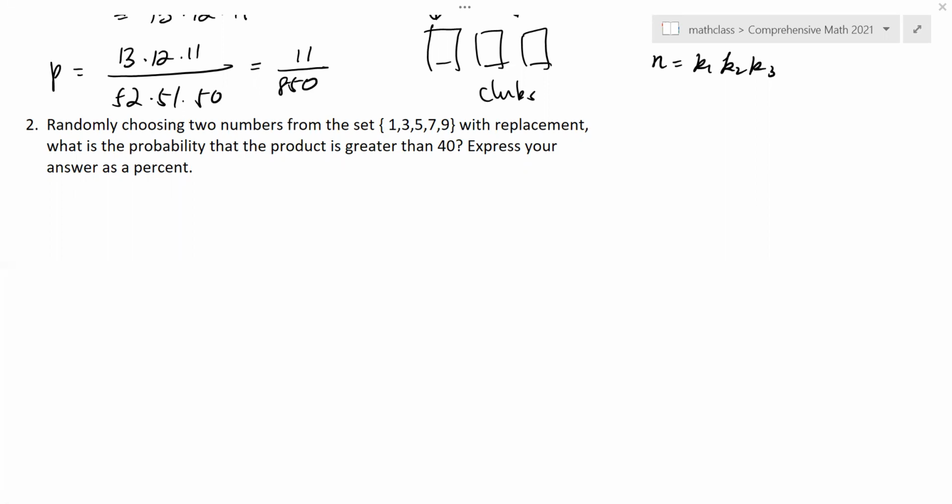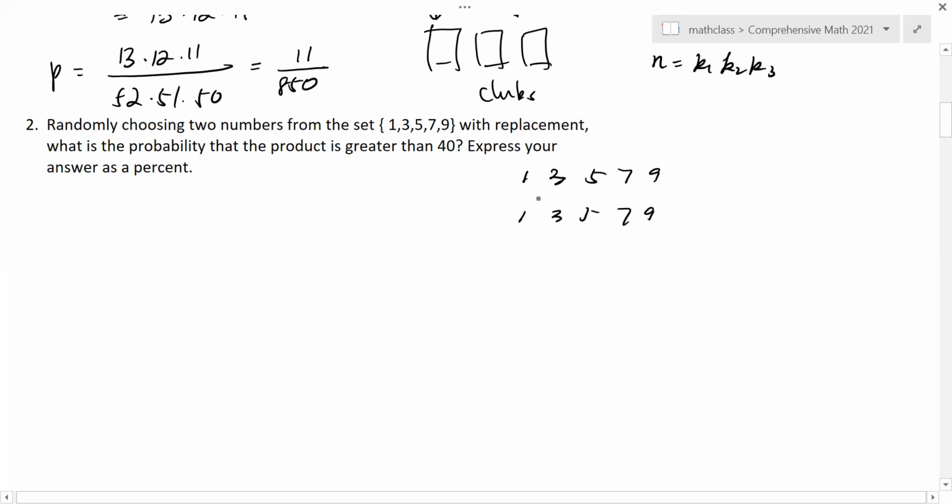So you can write down two sets of numbers, right? 1, 3, 5, 7, 9, and 1, 3, 5, 7, 9. So 1 times 1, 1 times 3, 1 times 5, and so on. In total you are going to have so many products. Then 3 times 1, 3 times 3, 3 times 5.